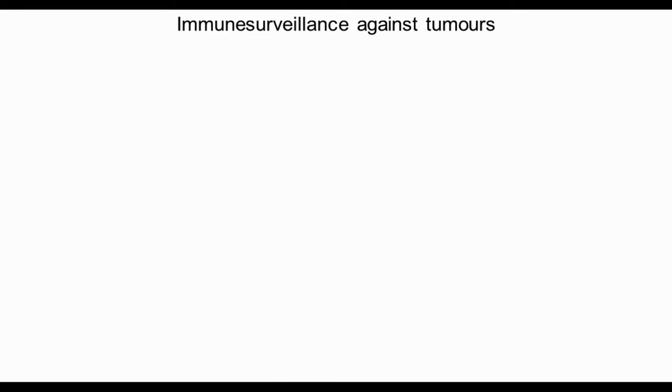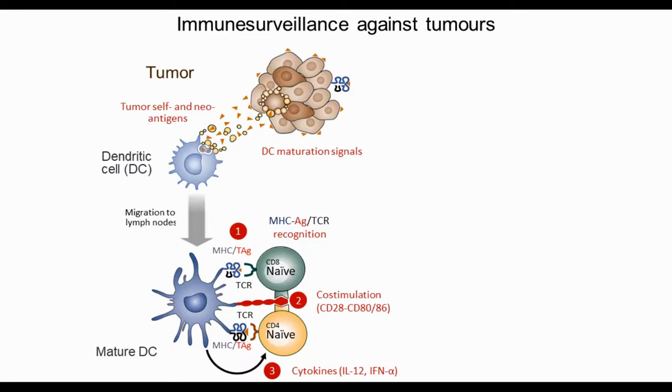So when we talk about immune surveillance against tumors, we have to start with a tumor, and this tumor has cells that are constantly dying, and these cells can be captured by immature dendritic cells. These immature dendritic cells will capture cells that contain neoantigens that come from mutation-derived proteins. So these dendritic cells will migrate to the draining lymph nodes.